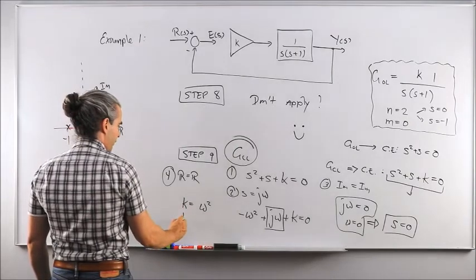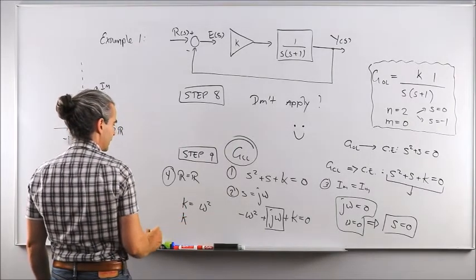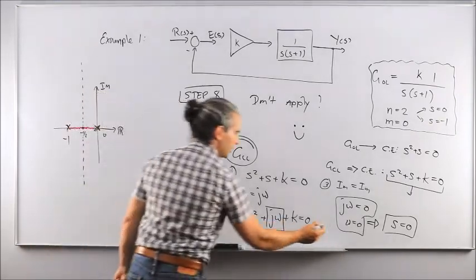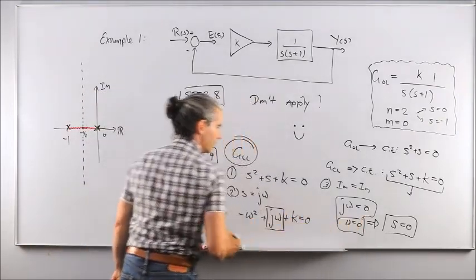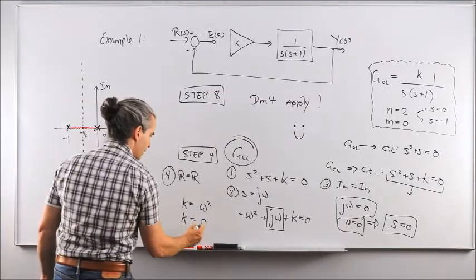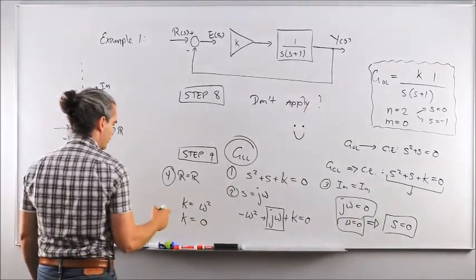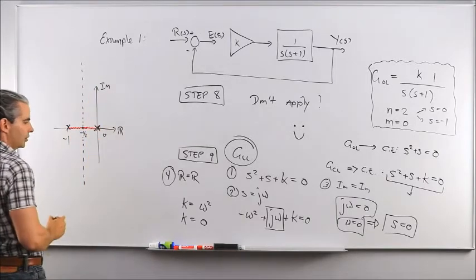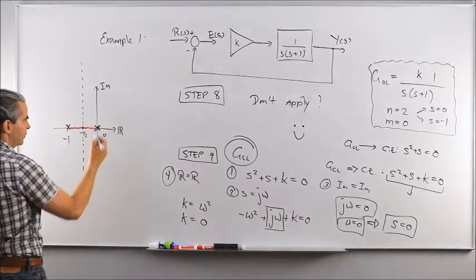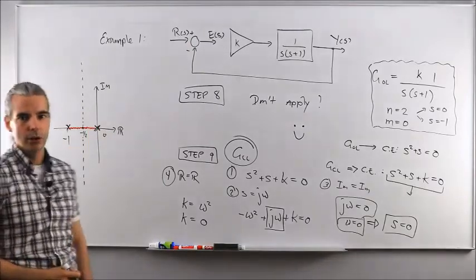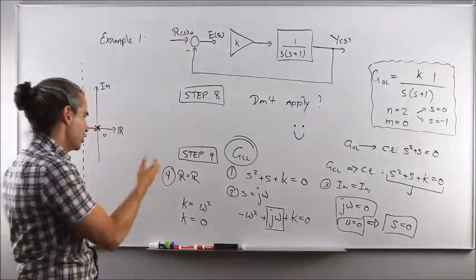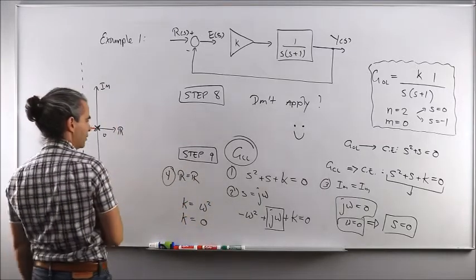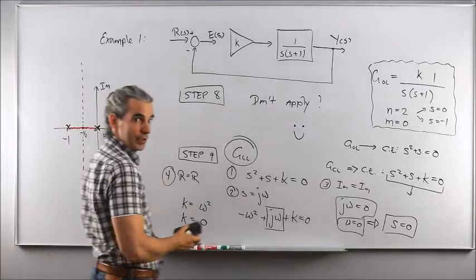So the K value at which we're going to cross the imaginary axis is going to be equal to omega squared, but we've already determined that omega was equal to 0 at that specific point, and thereby the value of K that would end up with the root locus intersecting with the imaginary axis would be K equal to 0. Surprise, surprise. We already knew that. Again, this is just to illustrate how this step can be applied, but if you already know the answer, I mean, feel free to skip the step.